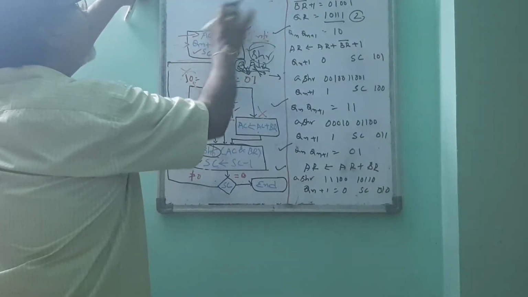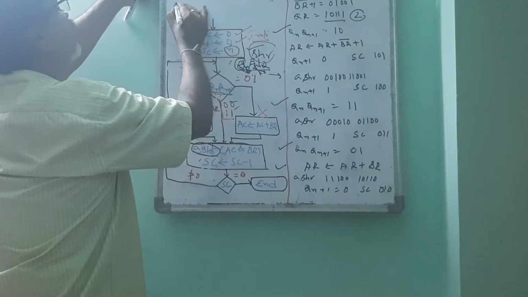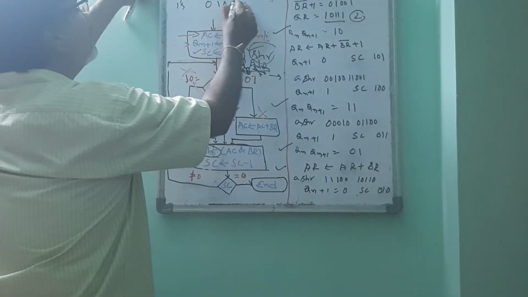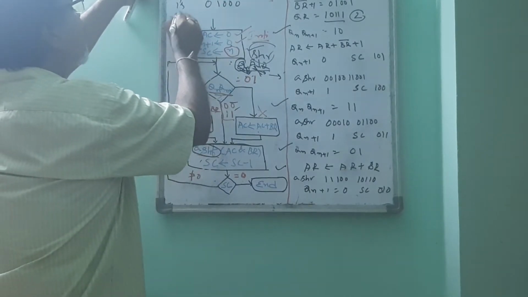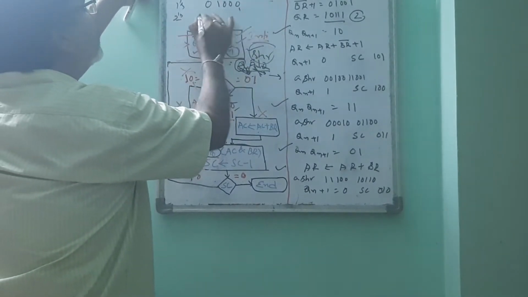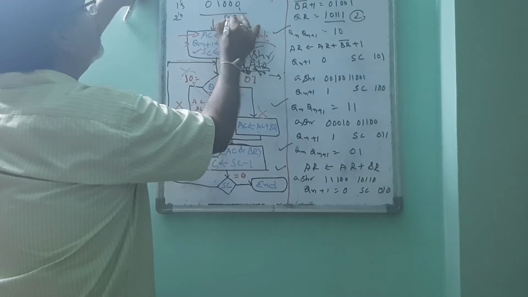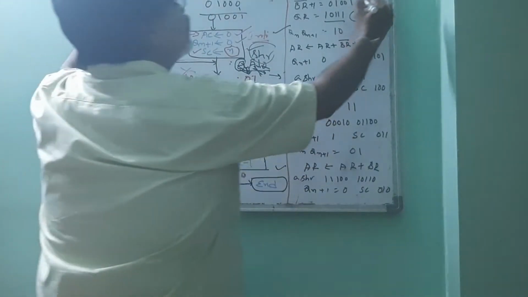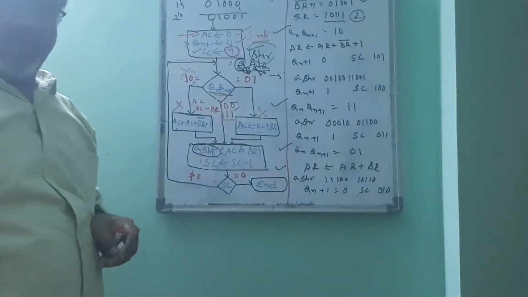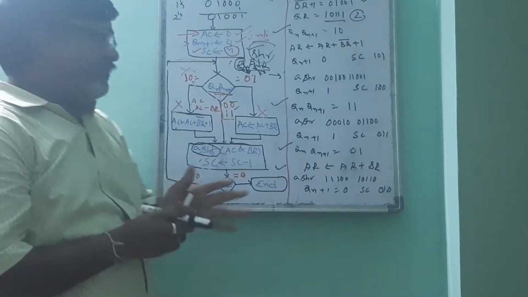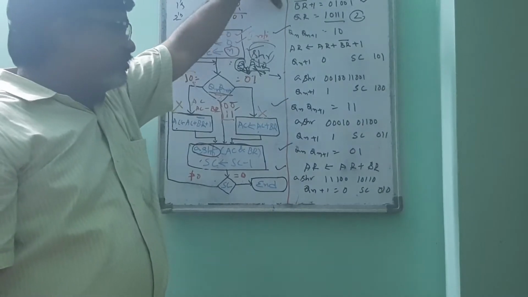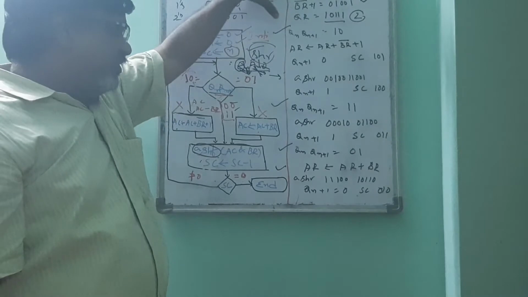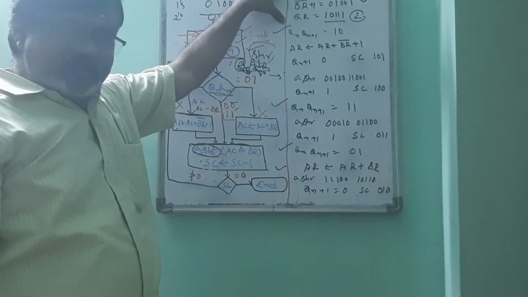10111. For the 2's complement of BR, first we convert it into 1's complement. This is 0, 1, 0, 0, 0. Then for its 2's complement, we need to add 1 here. So we get 0, 1, 0, 0, 1. That is the 2's complement of BR. So after receiving the first input, we have converted it into 2's complement and kept it aside. And this is the second input.